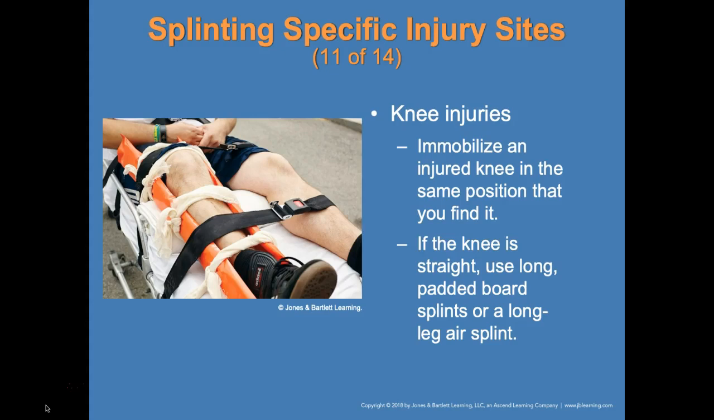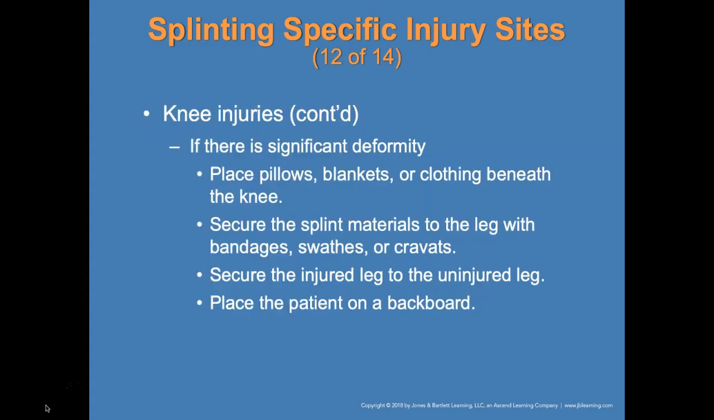Knee injuries. Exact same as with elbow injuries. We want to immobilize that injury in the position that it's found. We don't want to be cranking on, pulling on, moving, twisting, or doing anything with that knee, with that joint. If the knee is straight, we can use long padded board splints or a long leg air splint. If we note significant injury, we want to place pillows, blankets, or clothing beneath that knee to help stabilize and support it, and then we want to secure the splint materials to the leg with bandages, swathes, or cravats.